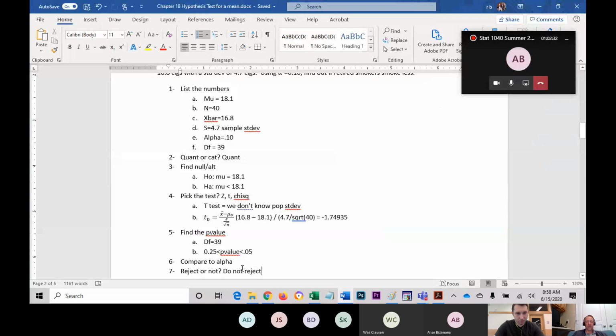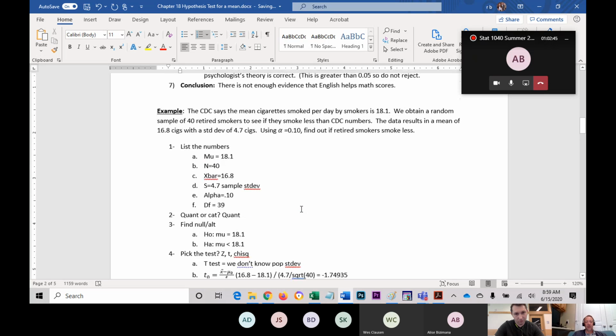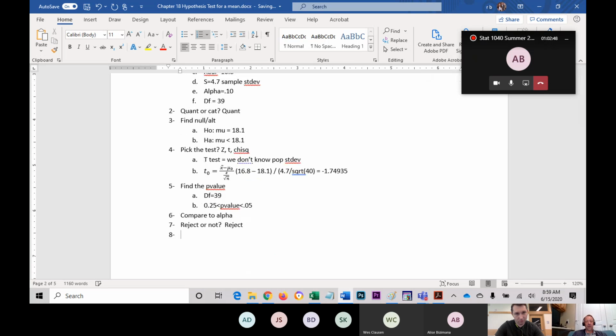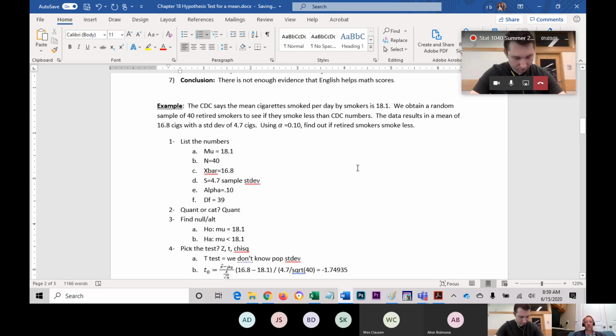We reject the null because the p-value is less than alpha. Okay, so we rejected the null. Okay. So step number 8 is to write the conclusion in English. I'm going to let Allie do that.